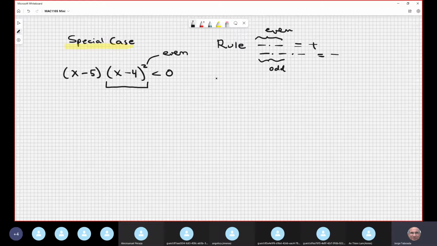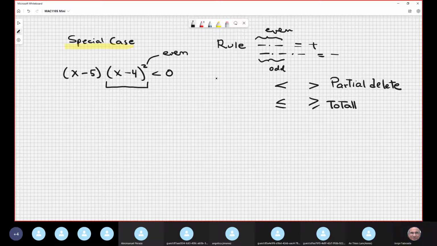Now, the control of the sign of the inequality depends on the amount of negatives and not the amount of positives. Therefore, if you see that the sign of the inequality is less than or greater than, it's partial delete. Well, if the sign is less than or equal or greater than or equal, it is totally delete. So in this case, it's partial.